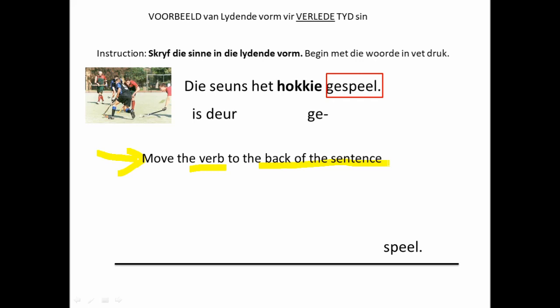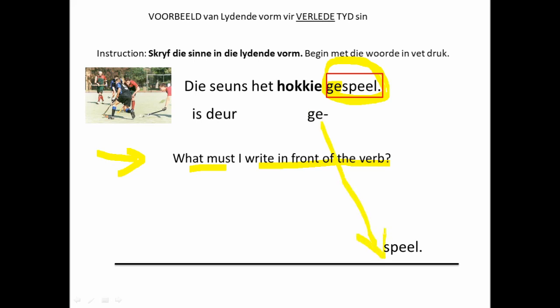But they're already giving it to me, they're helping me, because they are giving it to me in a past tense format, so they are already saying ge for me. So, the rule is already applied when I need to write the letters ge in front of the verb. So what must I write in front of the verb? You guessed it, ge. This is an easy one.